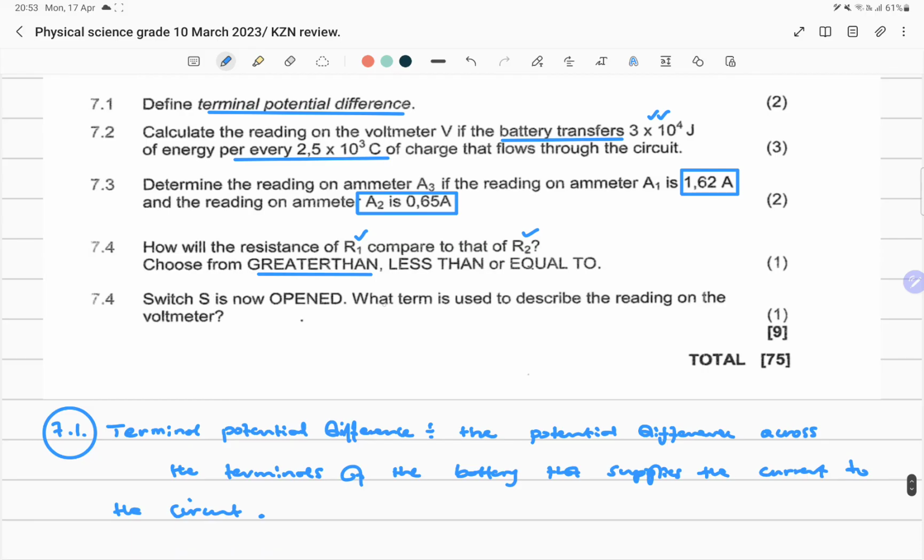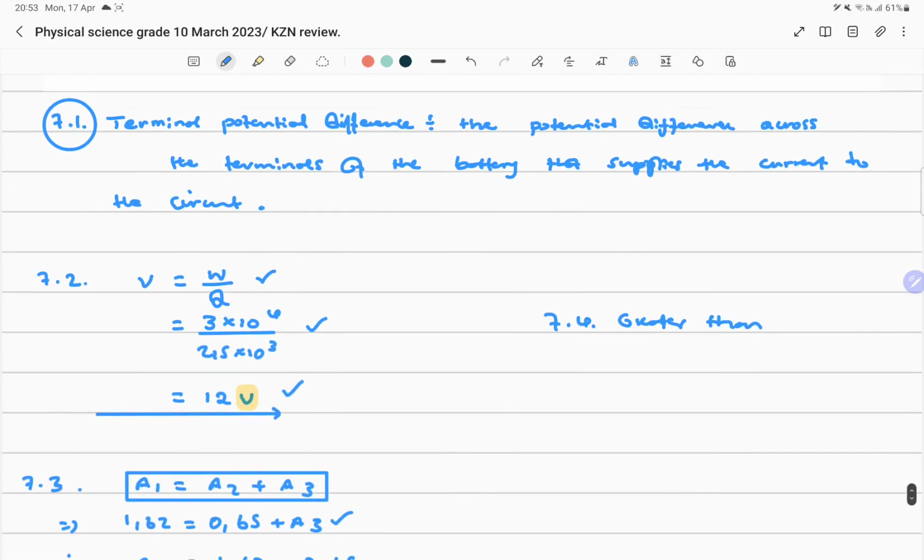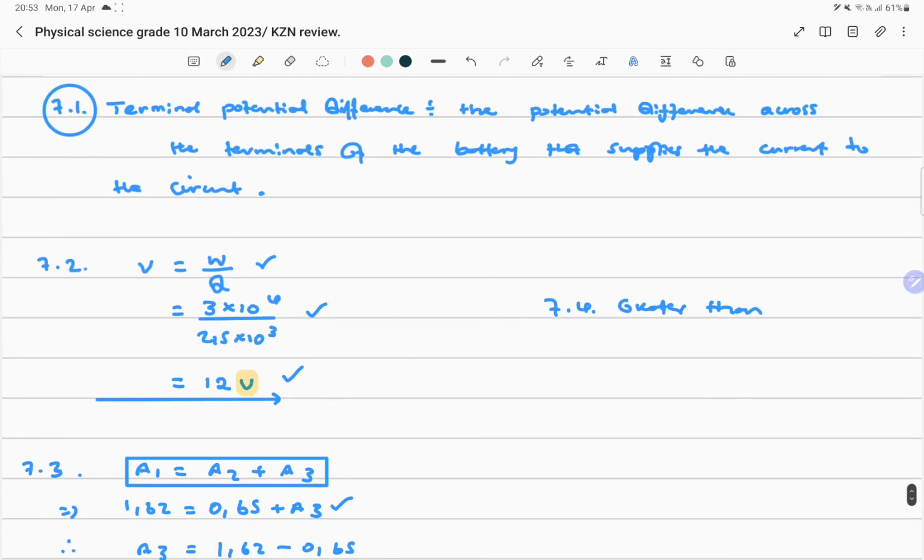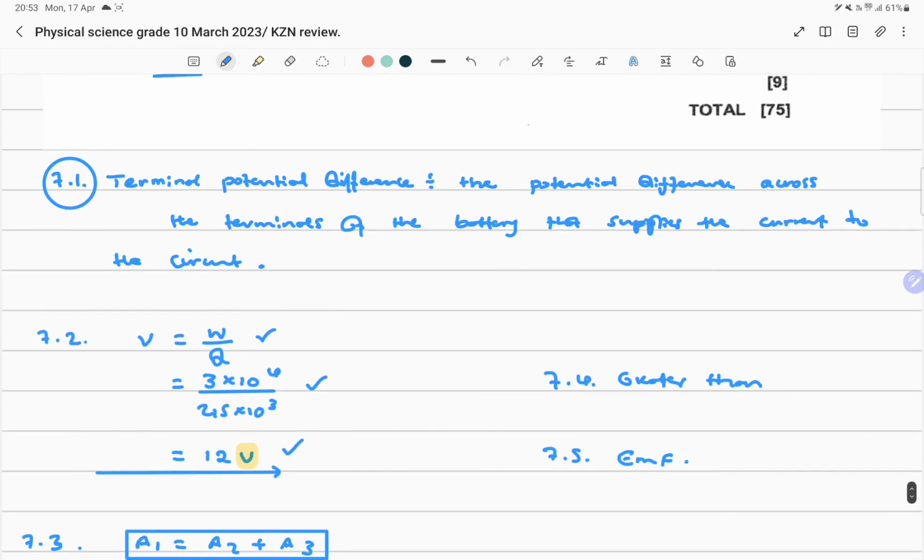So let's see, what term is used to describe the reading on the voltmeter? It's going to be the EMF, because that is the total voltage supplied by the battery when no current is passing through the circuit. So 7.5, we call it the EMF. Sometimes it's safer to write this one out: electromotive force. I don't know if you break that word or you write it as a single word.